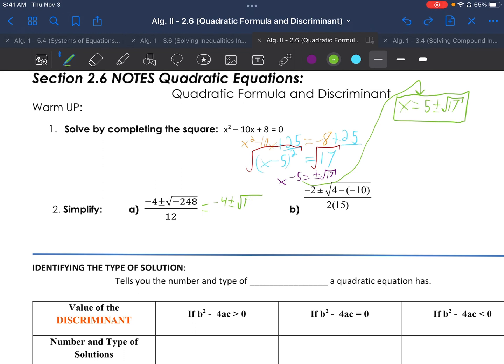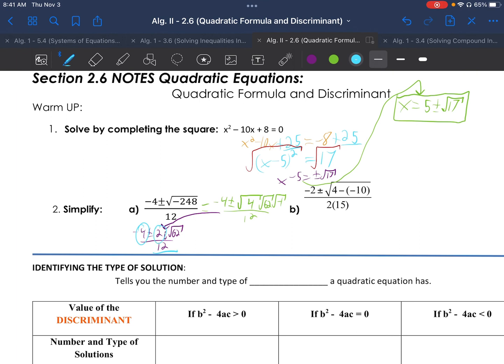Maybe not 144. Let me try that again. The square root of 4, the square root of 62, and the square root of negative 1, over 12. Now I'm going to rewrite that over here: negative 4 plus or minus 2, which is the square root of 4, i, the square root of negative 1, and the square root of 62, over 12.